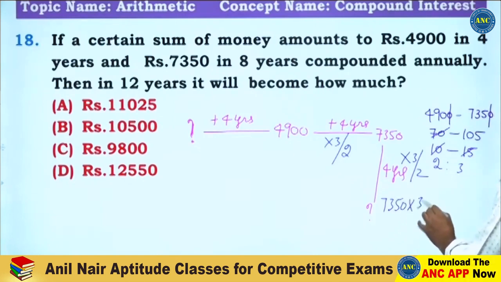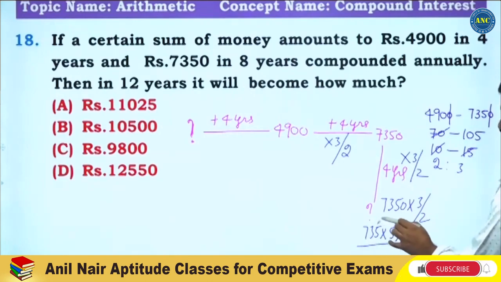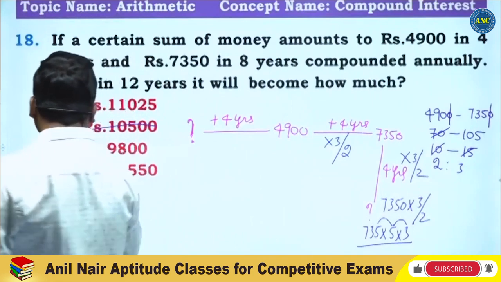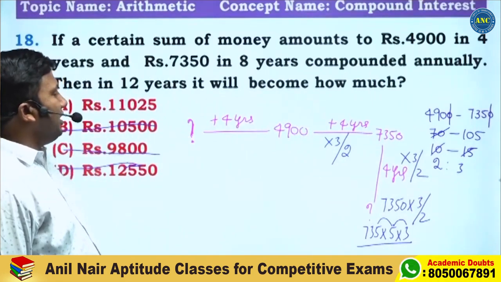7350 into 3 by 2. It is 735 into 10 by 2. It is 5 into 3. 5 5s are 25, 5 3s are 15. Unit digit should be 5. I hope the idea is clear. Unit digit is 5.